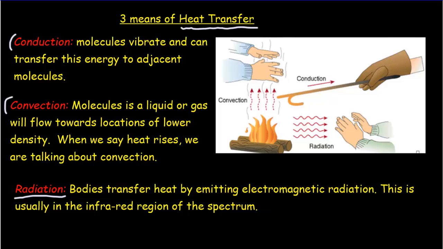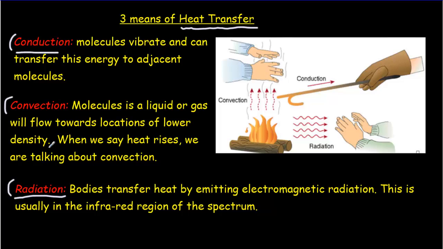Conduction is all about the vibrational energy of molecules. So if I take my warm hand and place it on a cold desk, then the molecules in my hand are vibrating around. And when I place my hand on the cold desk, they're going to shake the molecules that are in the desk and transfer some energy to the desk. Of course, the desk is going to warm up a bit. So that's conduction.